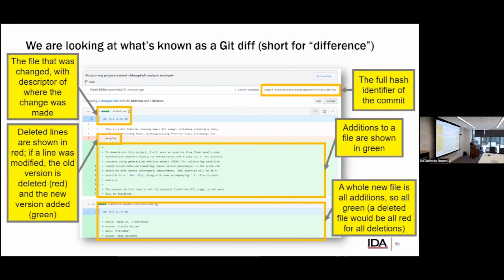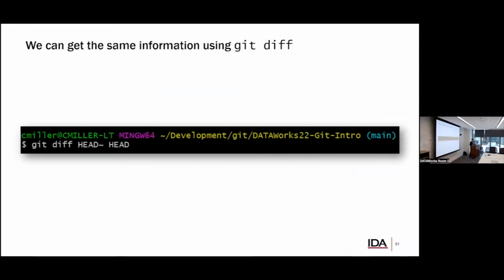So about what lines these changes happened, if you want to go find it in the file for some reason. So, okay, this is rather nice. Do we need GitHub to see this information? No. We can. This is what's known as a Git Diff. And we can look at diffs using Git itself.